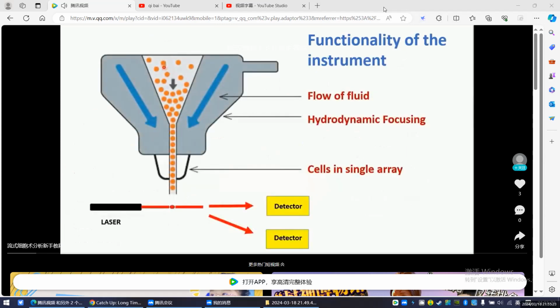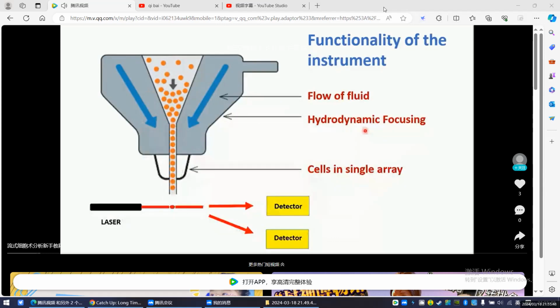Your sample is going in the form of a cell suspension where you have so many cells. Now this sample is squeezed by a flow of fluid, and this squeezing of sample is called hydrodynamic focusing. Nowadays, there are some instruments which are using both hydrodynamic pressure as well as acoustic waves to do the focusing of cells.